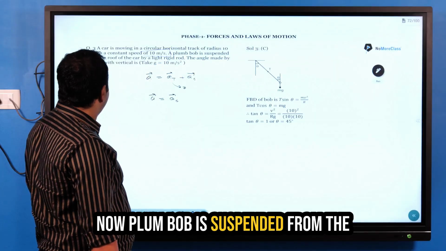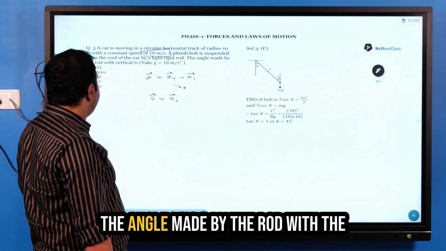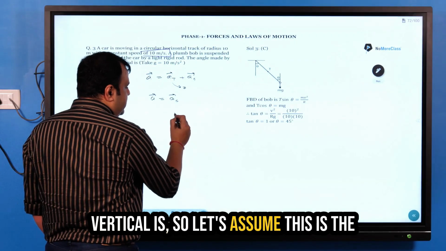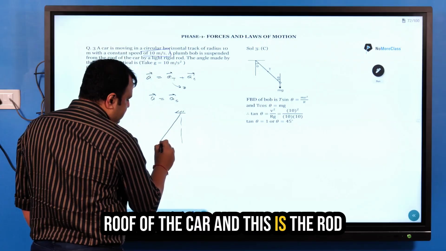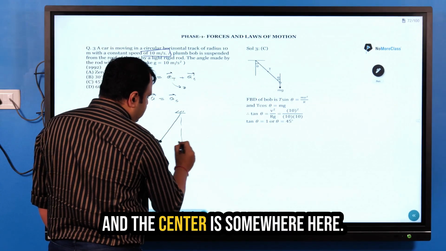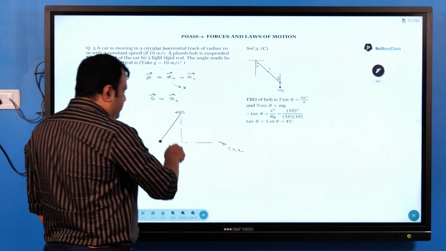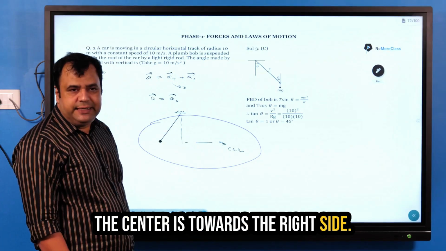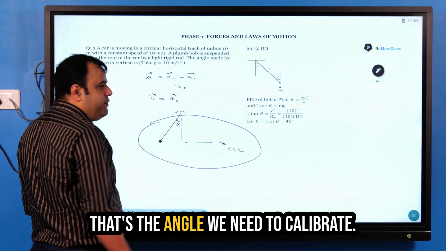A plumb bob is suspended from the roof of the car by a light rigid rod. The angle made by the rod with the vertical is theta. So let's assume this is the roof of the car, and this is the rod, and the center is somewhere here. This car is moving like this, the center is towards the right side. This rod is making an angle theta, and that's the angle we need to calculate.